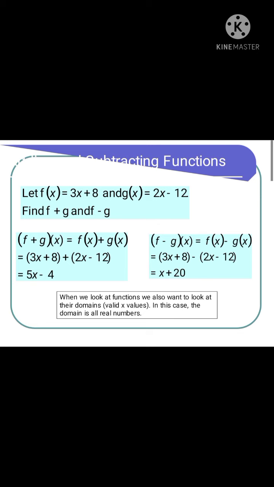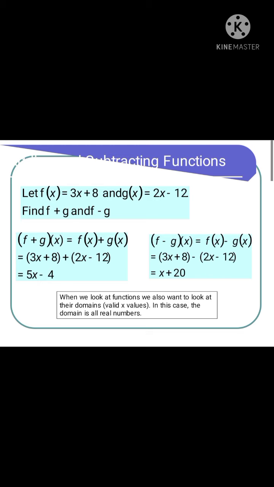So it will become the quantity 3x plus 8 minus 2x plus 12. We can see that 12 becomes positive. Why? Because the negative sign in the middle is being multiplied by the negative 12. Did you get it? Now we are going to simplify. 3x minus 2x is equal to x, and then 8 plus 12 is equal to 20. That's why we came up with an answer of f minus g of x is equal to x plus 20.